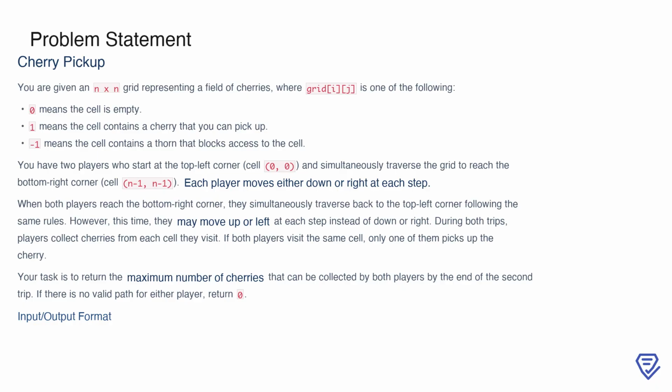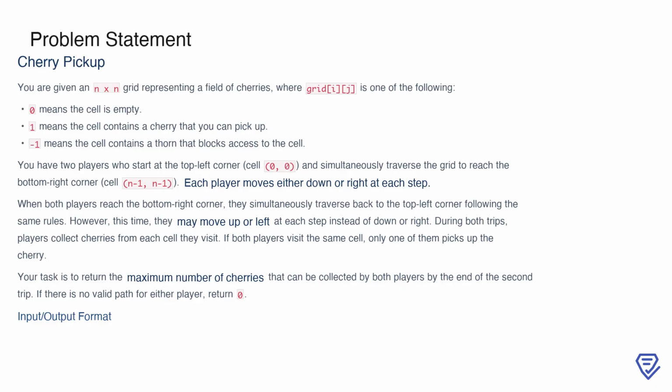Throughout both trips, the players collect cherries from the cells they visit. However, if both players happen to visit the same cell, only one of them can collect the cherry from that cell. The goal is to maximize the total number of cherries collected by both players by the end of their second trip. If it is impossible for either player to find a valid path to the destination, the result should be 0.